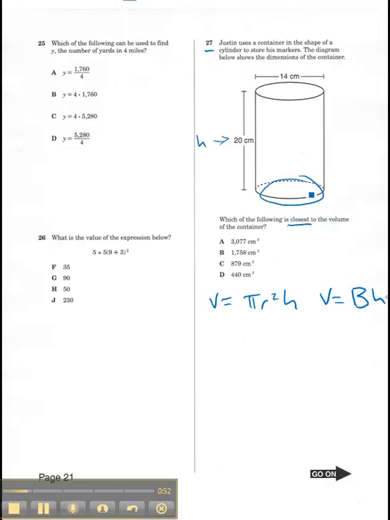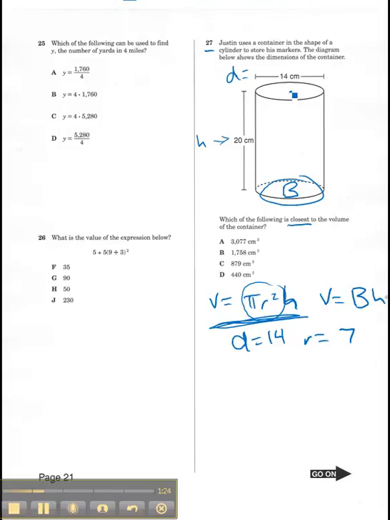These are the same because big B is the area of the base, which is that circle. And we know pi r squared is the area of the circle. So let's use this formula and plug in the numbers that we have. We don't have the radius, r is the radius, but we do have the diameter. D equals 14. If D equals 14, the radius equals half of that, or 7.